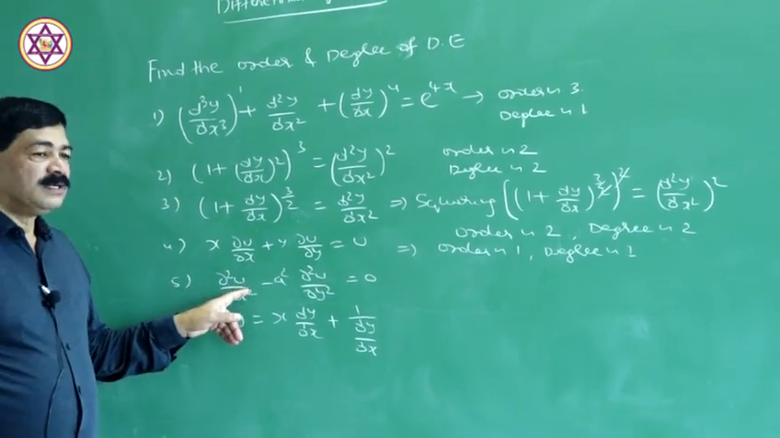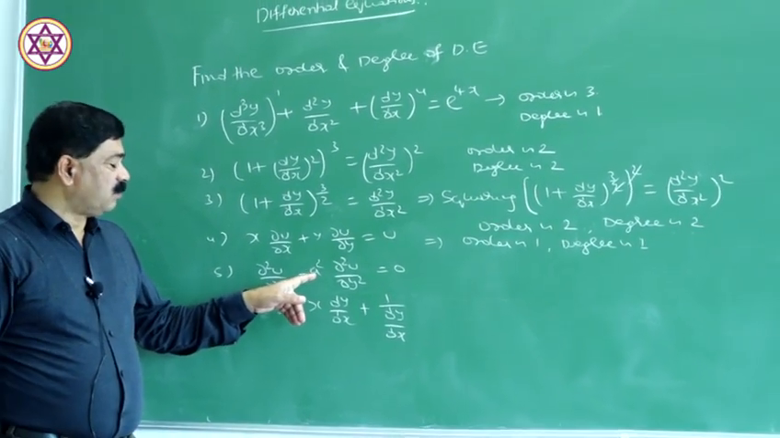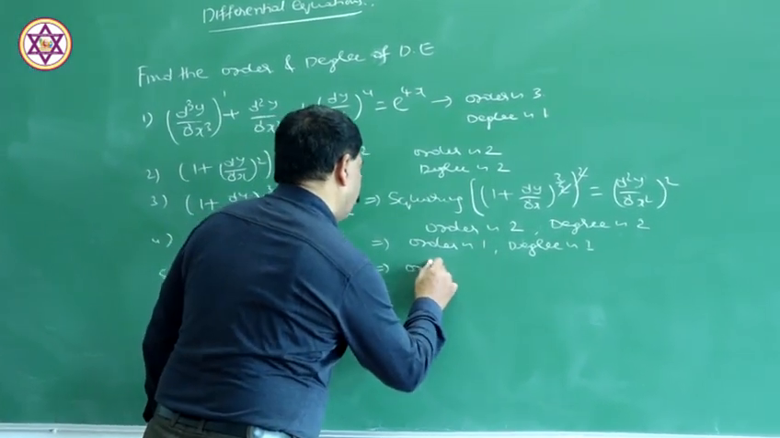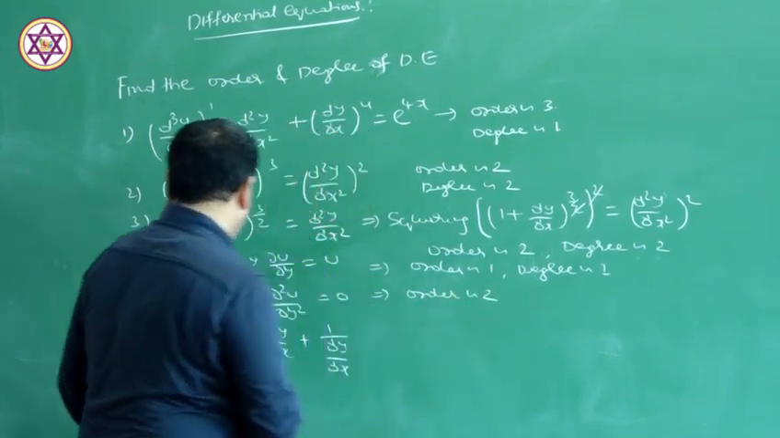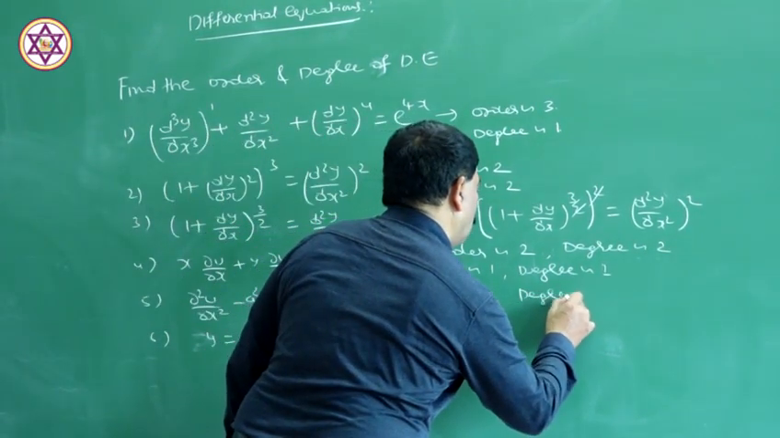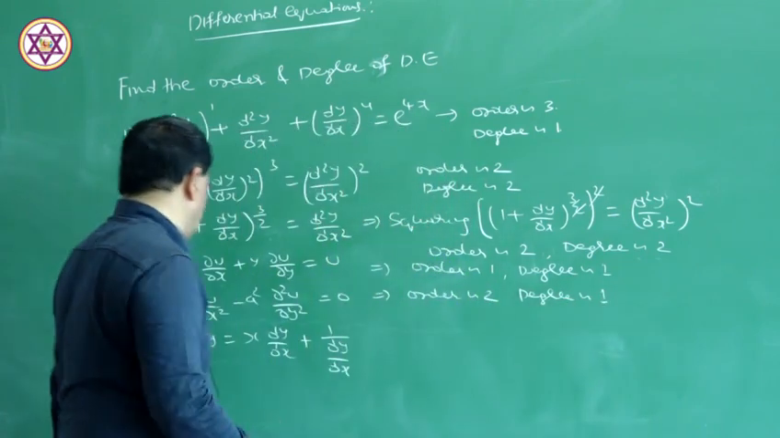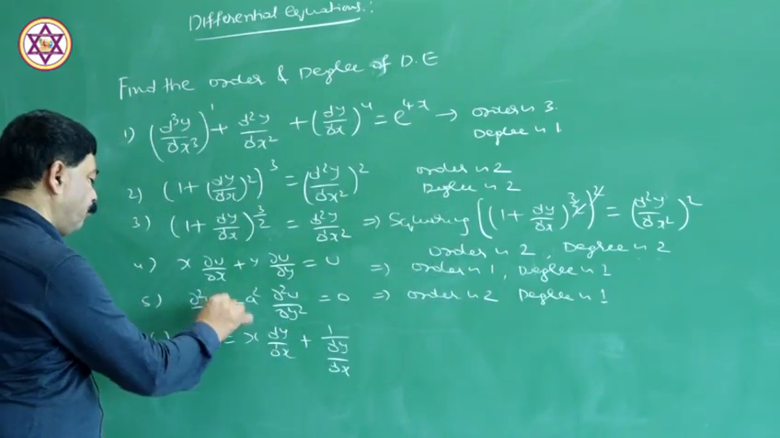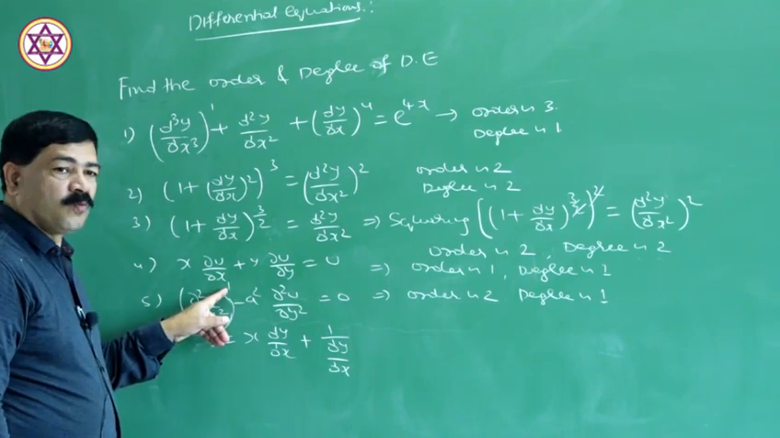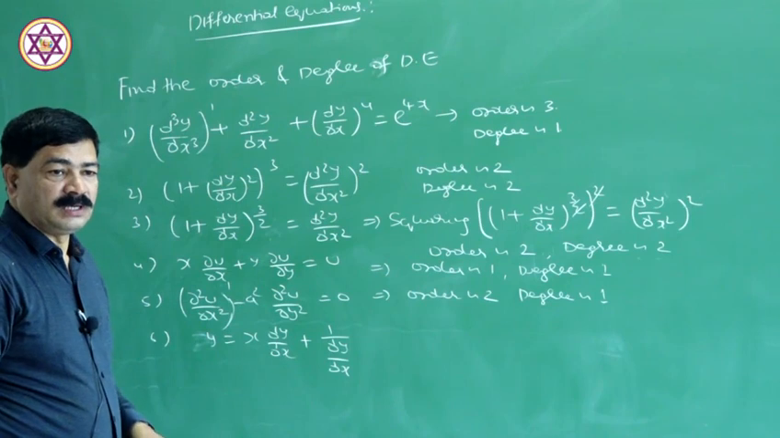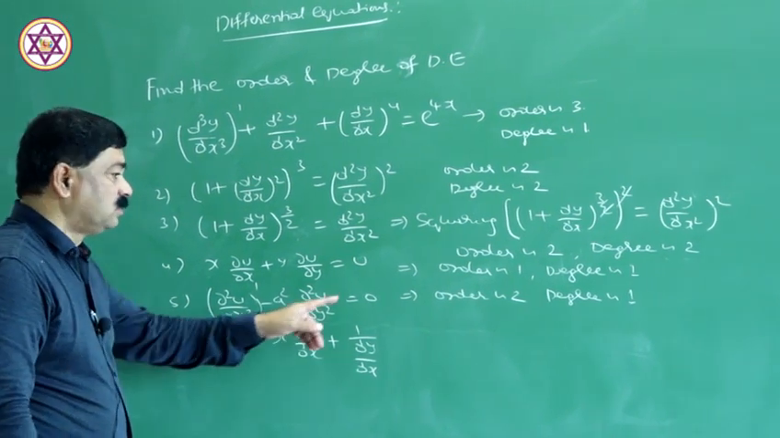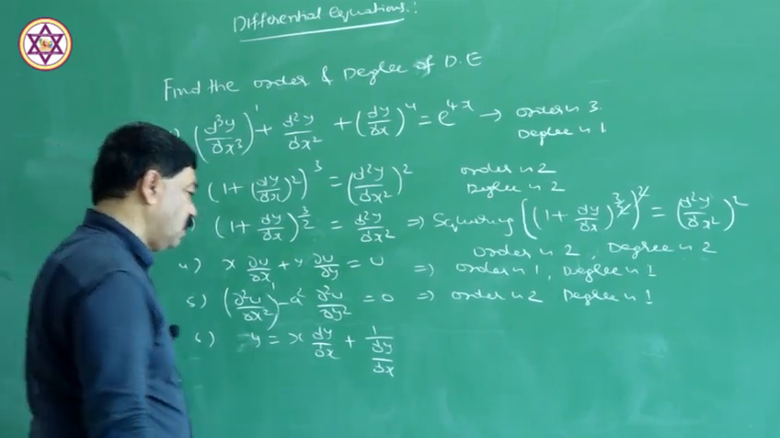So this one is a second order partial differential equation. Here the order is 2, second order, but the degree is 1, because this power is 1. If there is no power, we usually take it as 1. So the degree is 1. The power of the highest derivative is the degree of the differential equation.